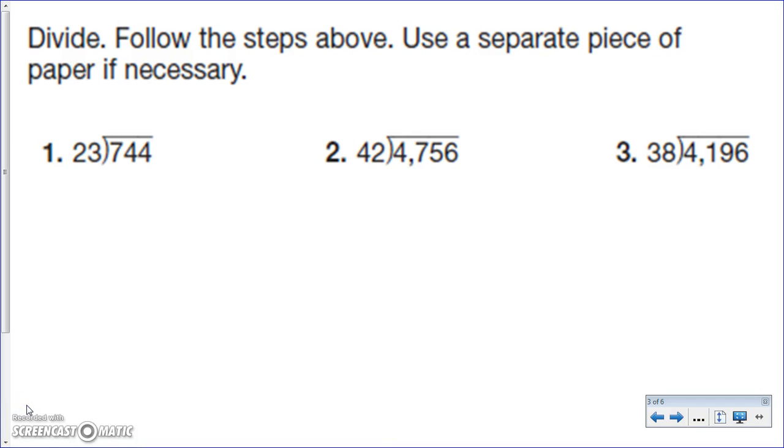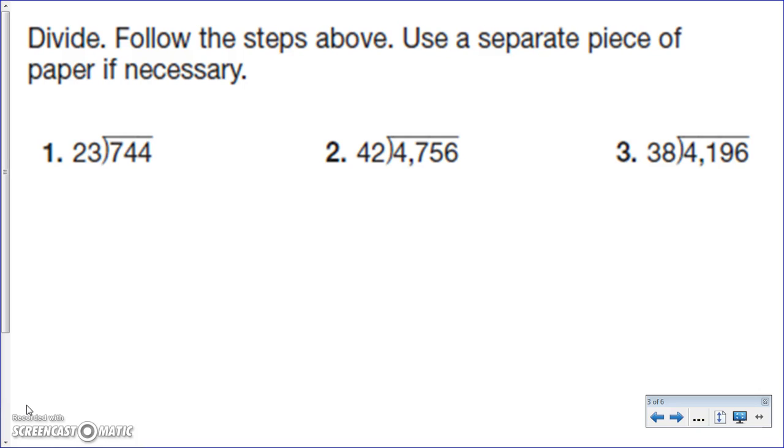Next, we're going to divide. We're going to follow the steps above. And if you run out of space on this piece of paper, you can always use the extra page in your math notebook. So first, we're going to look at 23. It's dividing into 744. 23 is our divisor and 744 is our dividend. We know 23 cannot divide into 7, so now we need to look at the 74.